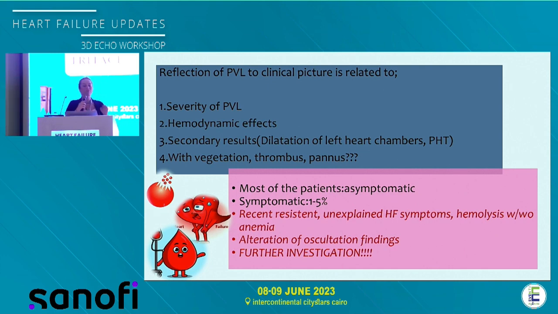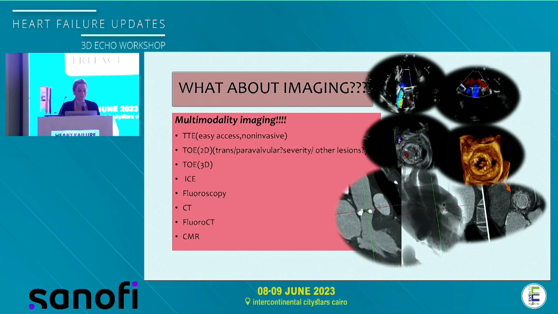And if you have recent, resistant, unexplained heart failure symptoms, and hemolysis with or without anemia, and if you have an alteration of auscultation findings, and if you have such markers, you have to do further investigation to check if there is a paravalvular leak.